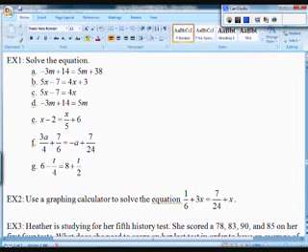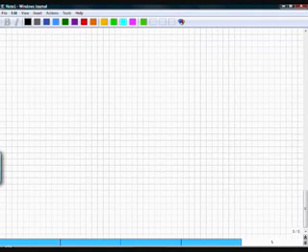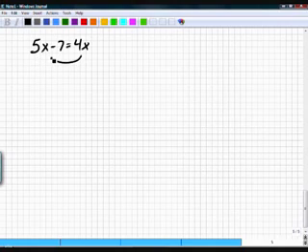Next problem says 5x minus 7 equals 4x. You notice it's nearly identical to the last problem. But I'm going to show you something on this problem that a lot of people miss. You got two options again. You can either move the 5x over here with the 4x, or you can move the 4x over with the 5x, and I would. I'd move the 4x over here and it becomes minus 4x, which leaves 1x.